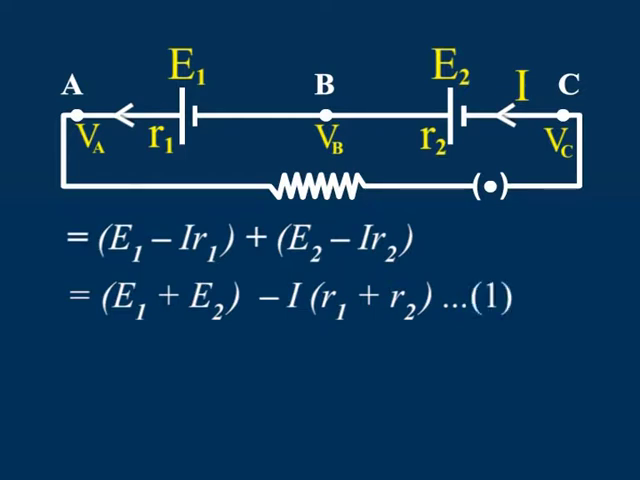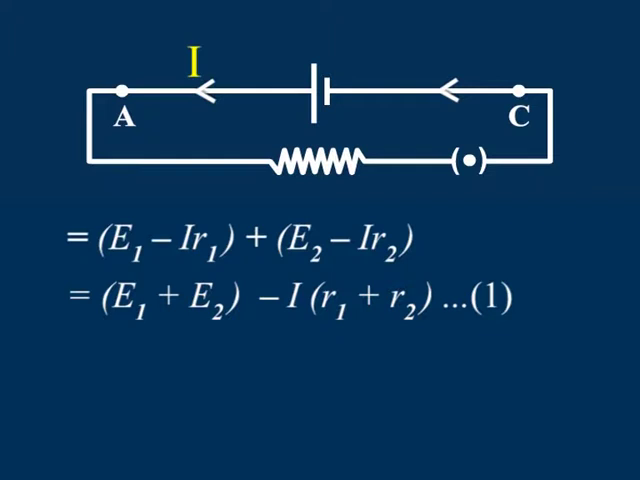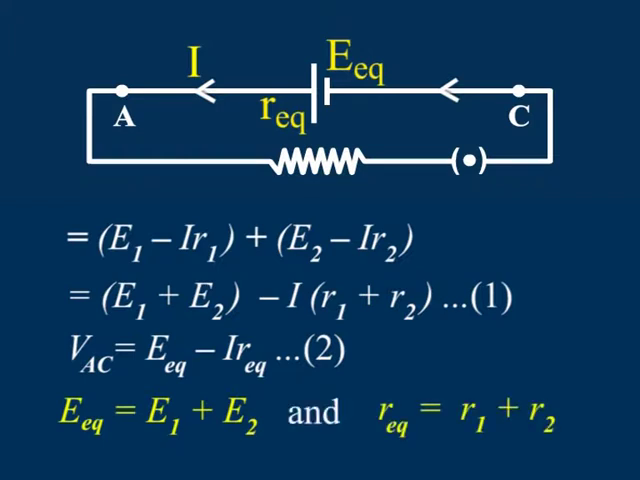If the series combination of two cells is replaced by a single cell between A and C of E equivalent and internal resistance R equivalent, then VAC is equal to E equivalent minus I into R equivalent. Let this be equation 2. Comparing equations 1 and 2, we have E equivalent equal to E1 plus E2 and R equivalent equal to R1 plus R2.